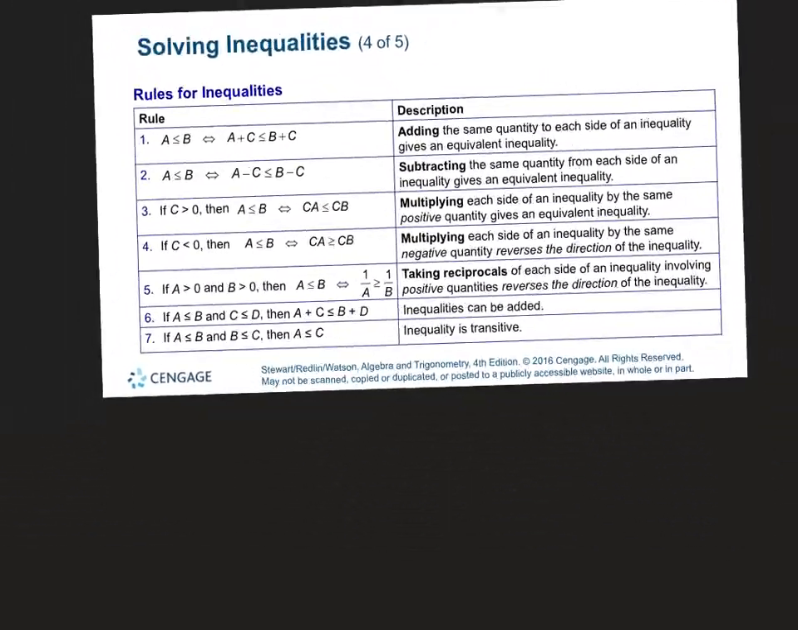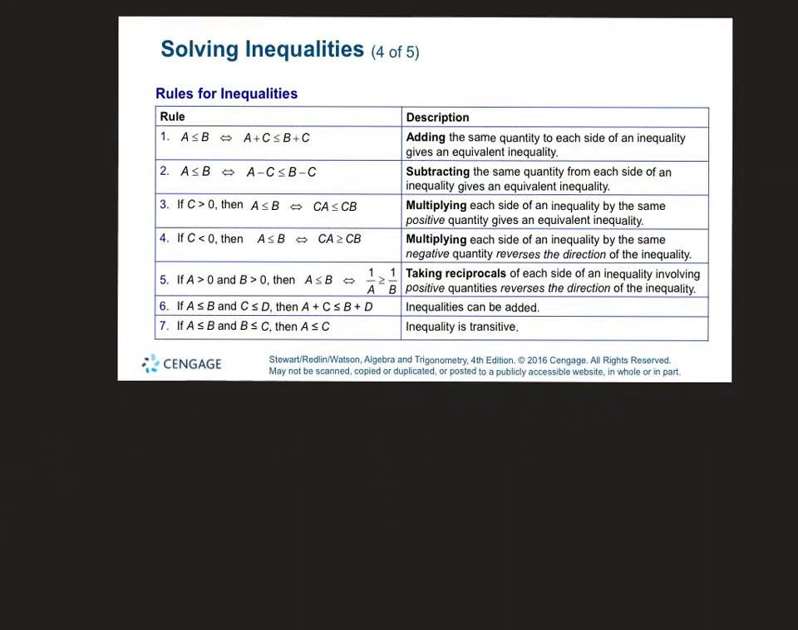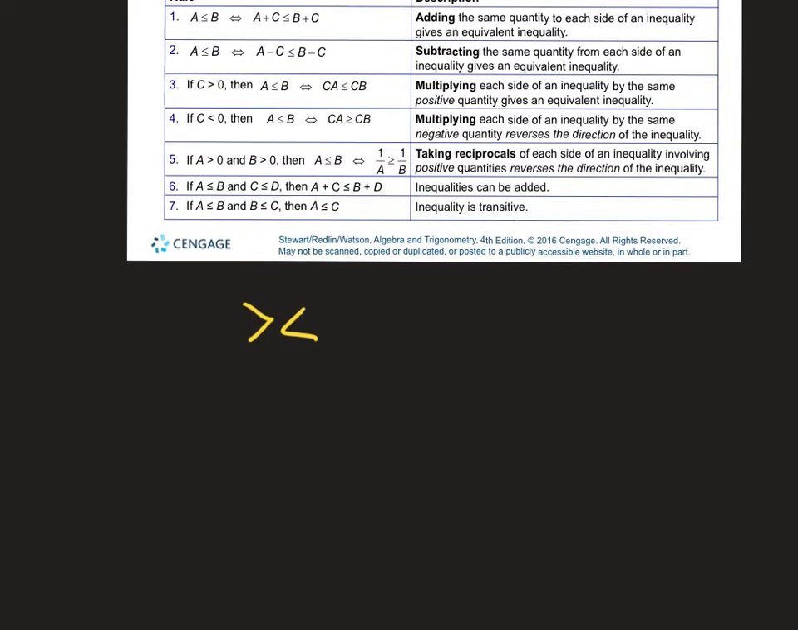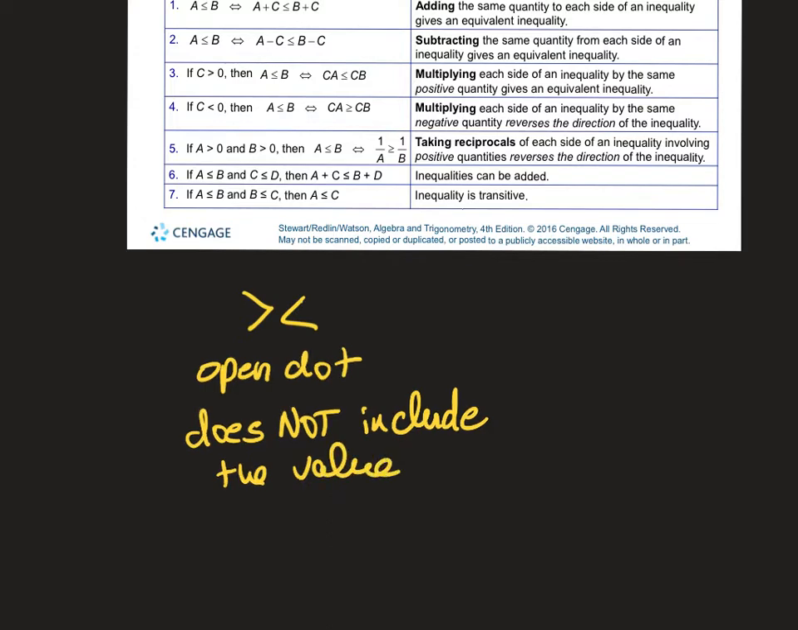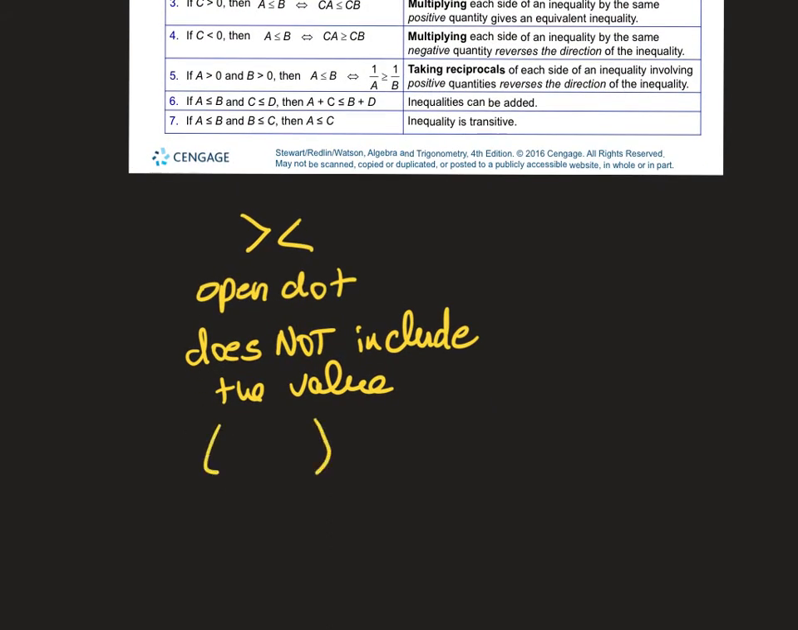So the first thing I'd like you to do is write this down. If we have a greater than or a less than sign, this is going to be considered an open dot. It does not include the value, and it's going to have a parenthesis on it. So if you have an open dot, that means it's just less than, greater than, not or equal to. It doesn't include the value that's there, and you're going to use parentheses.